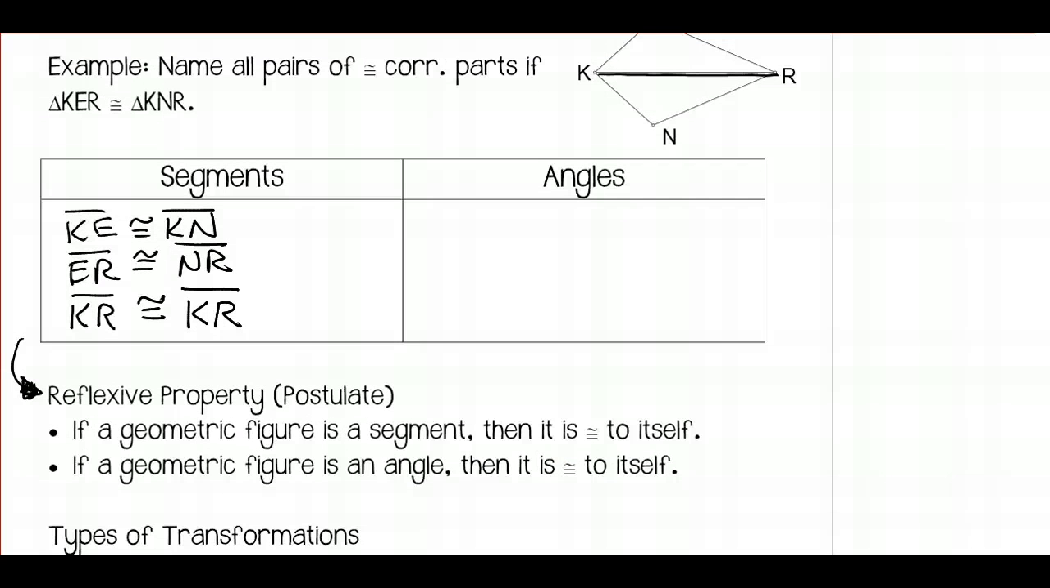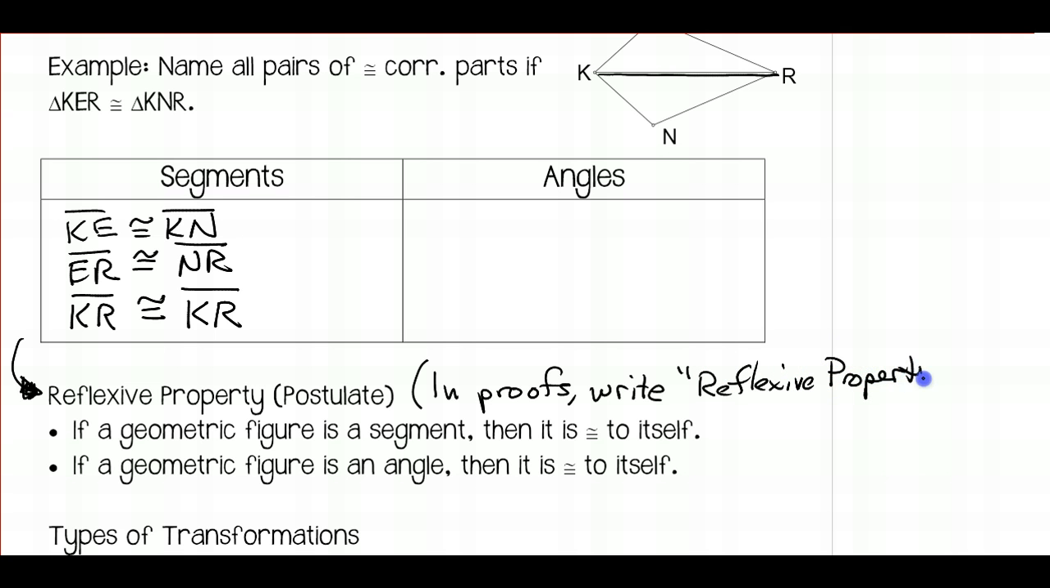So keep in mind that we're going to have another exception to our if-then rule in proofs. In proofs, write reflexive property. Okay, if you want to write out the if-then statement, make sure that you write out the correct one for segments or for angles, but really all you need to write is reflexive property.